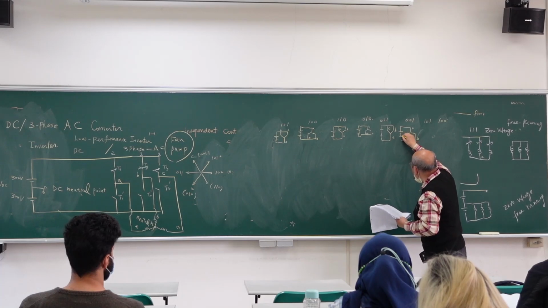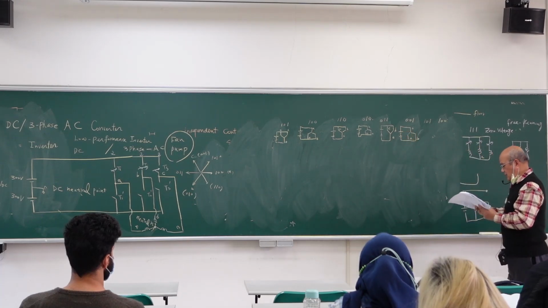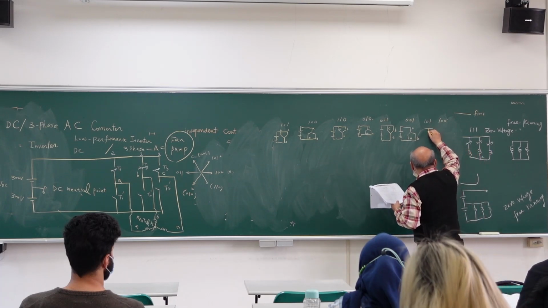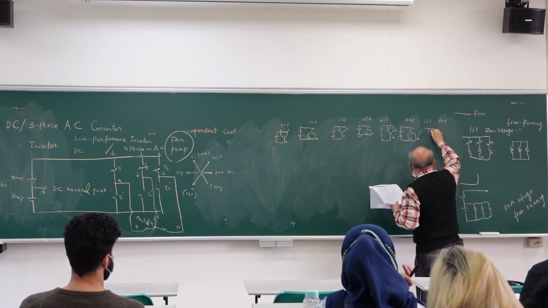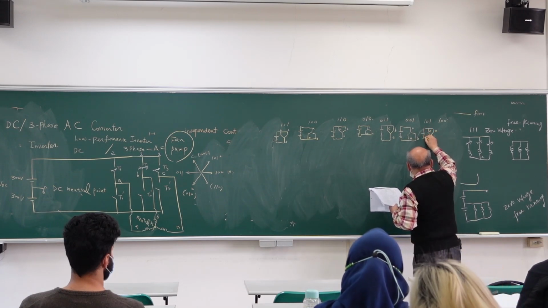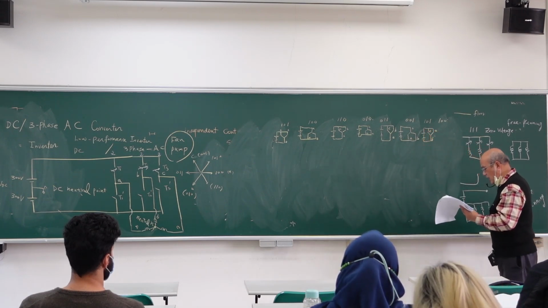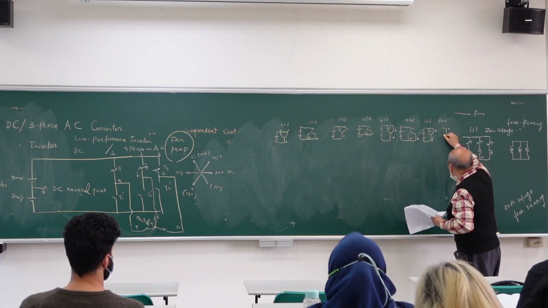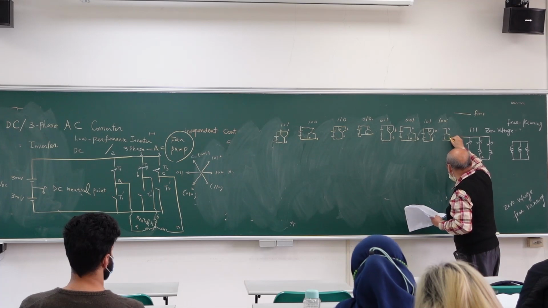So we have this one. And the 1, 0, 1, AC at the top and B at the bottom. And the 1, 0, 0, A at the top and the BC at the bottom.